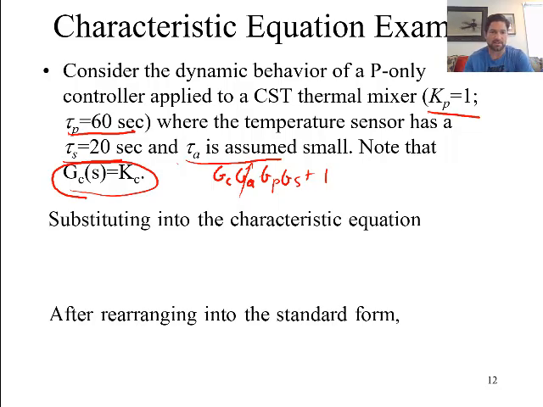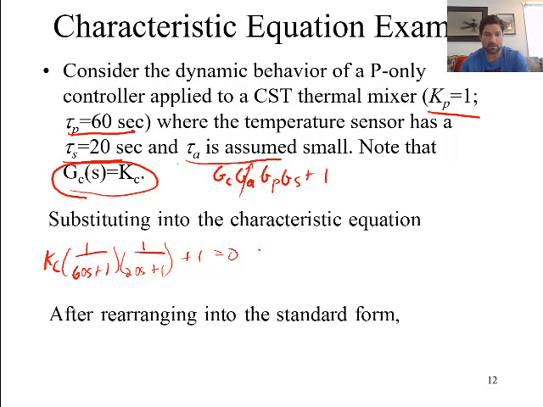I want to substitute these into the characteristic equation. GC is Kc, GP is equal to 1 over 60s plus 1, and for the sensor, the transfer function is 1 over 20s plus 1, plus 1 equals 0. Here's our characteristic equation. Essentially I need to convert this to polynomial form and then look at the roots, or the behavior of the system. To get into polynomial form, I need to multiply everything through by 60s plus 1 times 20s plus 1.